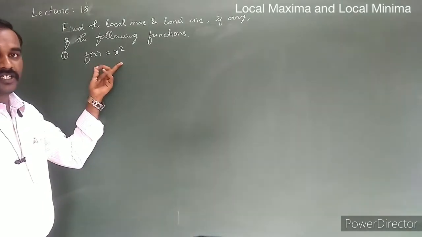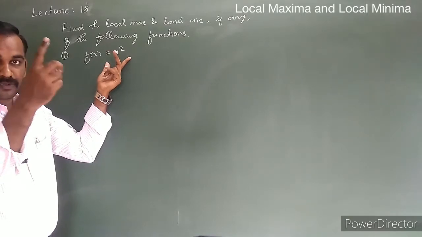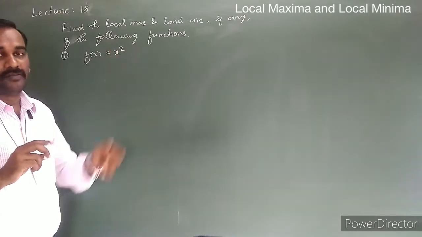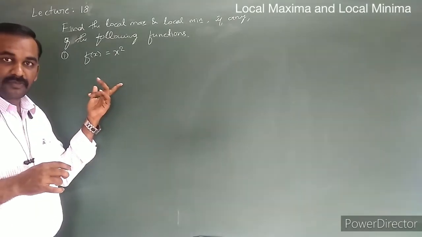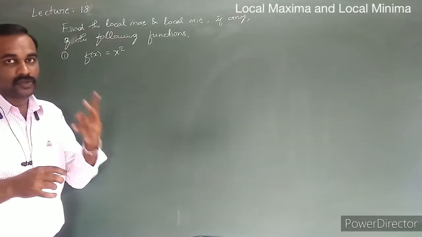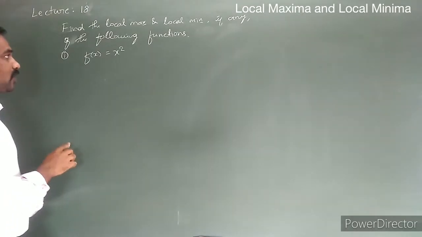First of all, is it a continuous function? Yes. y is equal to x square, that is x square equals 4ay, an upward parabola. Obviously, it is a continuous function, and twice differentiable. Is it possible to differentiate two times? Yes, obviously we can differentiate two times. No need to worry.